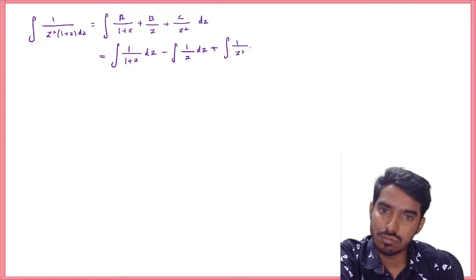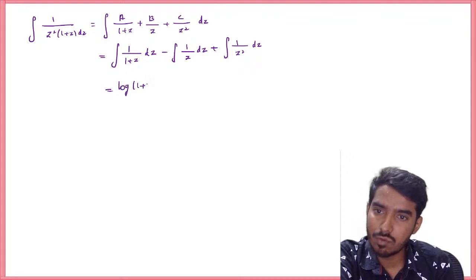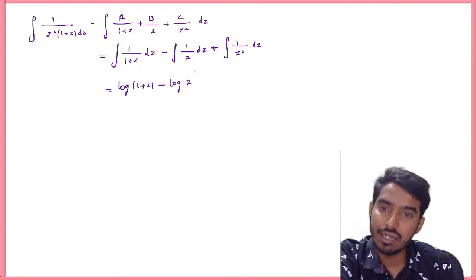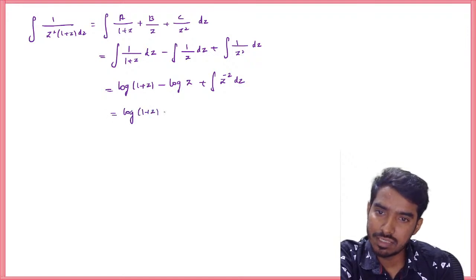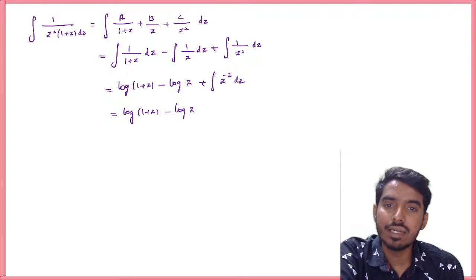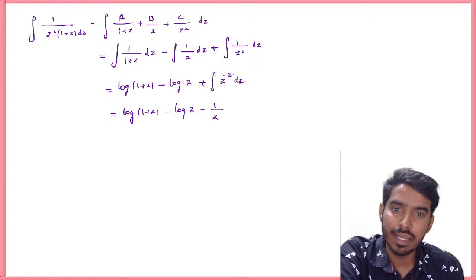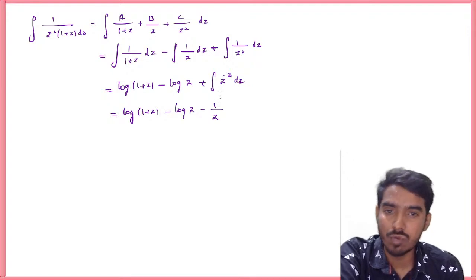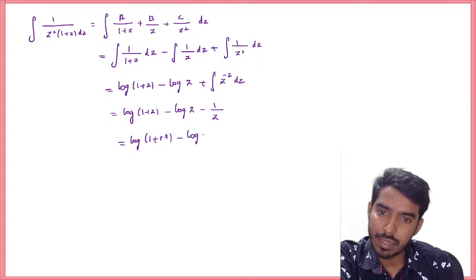C is 1. Right? So therefore, this will be integration of this is log of 1 plus z. This is log z. And what about this term? This is same as integration of z power minus 2 dz. So log of 1 plus z minus log z. Z power minus 2 plus 1 by minus 2 plus 1. So we will have minus 1 by z, right? Minus 2 plus 1. Z power minus 1 by minus 1. Yes. Now you replace z to be, what is z? E power x. So 1 plus e power x minus log e power x minus 1 by e power x.